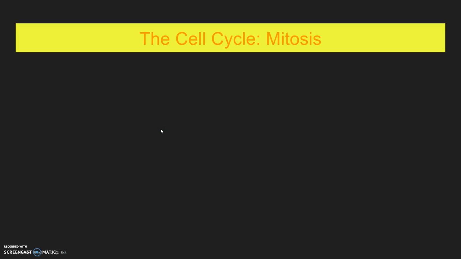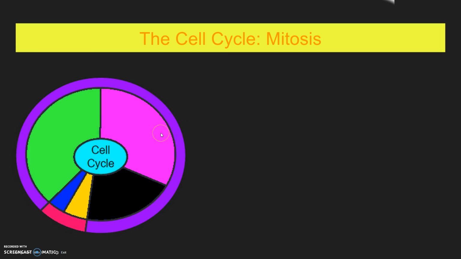So we're going to start here with the cell cycle. In general, it's a process that results in the creation of two cells from one by cell division. If you look at this image here, you see the different phases of the cell cycle and about how long each phase lasts. So this purple ring represents interphase, which consumes about 90% of the cycle.